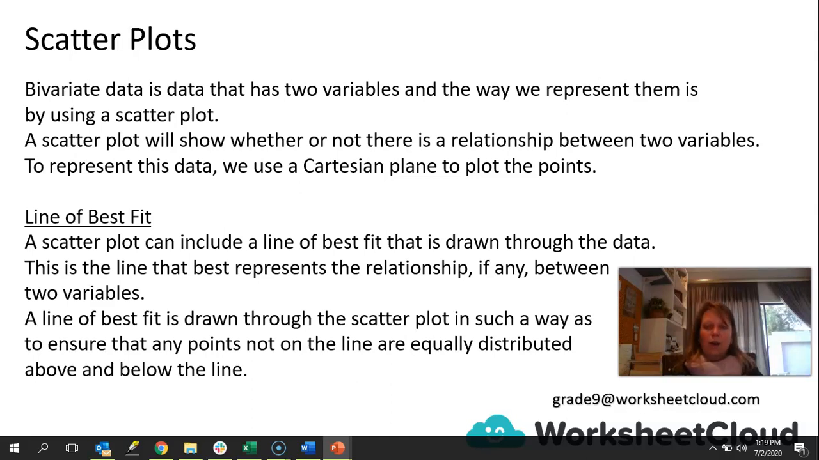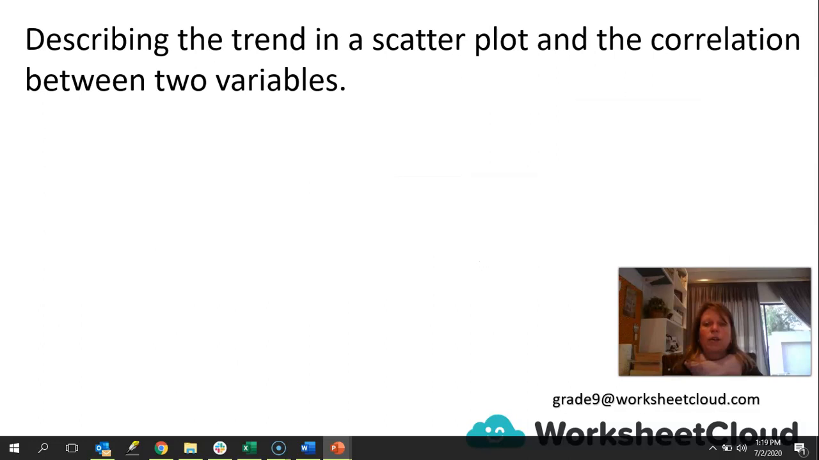And just to say right now, it doesn't have to always start at the point of origin, so where x and y are both naught. It doesn't necessarily start there. It depends on the data that you have collected or that you have plotted. Okay, right, so describing the trend in a scatter plot and the correlation between two variables.